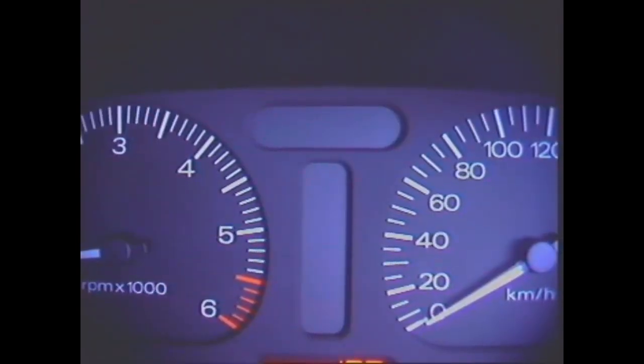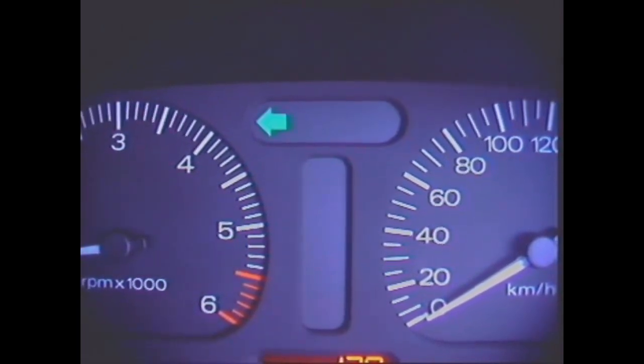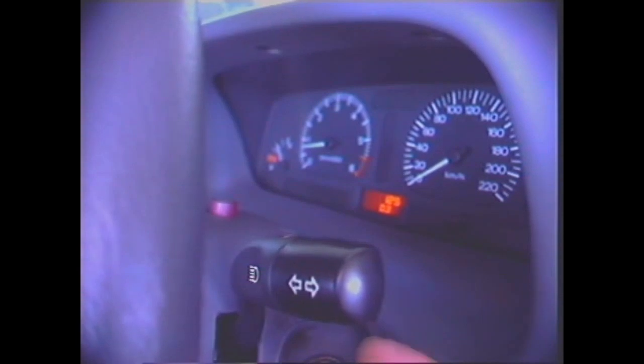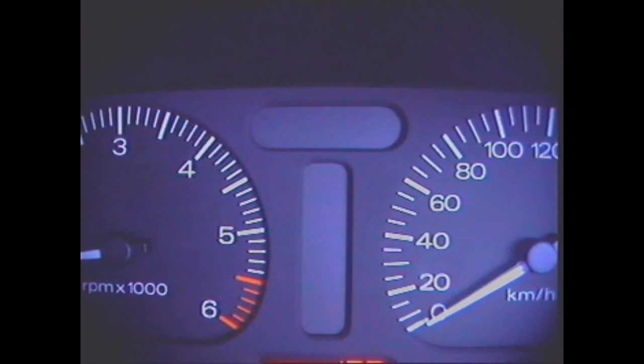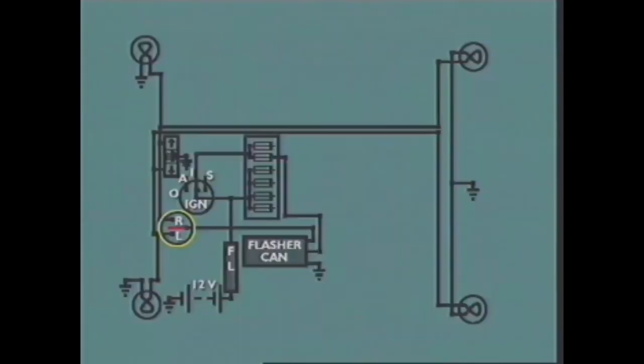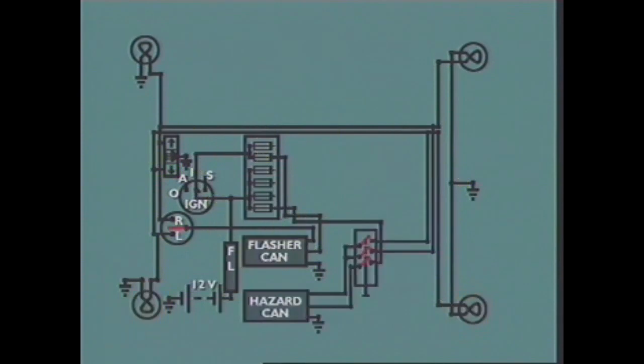The operation of the flasher unit also produces a clicking sound to warn the driver that the indicators are in operation. When the indicator switch is returned to the off or central position, no current flows through the flasher unit, so the timer circuit is switched off. When the indicator switch is turned in the opposite direction, it directs the pulsing current to the left-hand lights at the front and rear of the vehicle, as well as the left-hand pilot light on the instrument cluster.